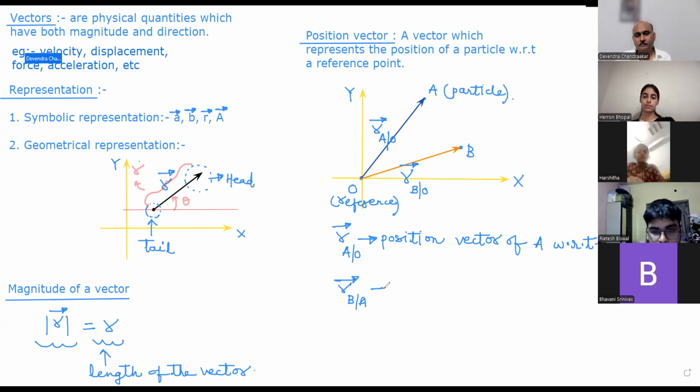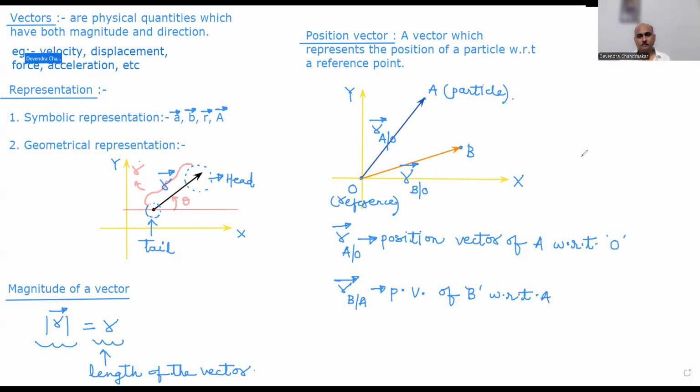Sir, how do we draw this vector? Acha, first of all tell me what is this vector, how do we elaborate this vector? It is representing the position vector of B with respect to A. Very good. B with respect to A. So how do we draw this vector, Ritesh? The tail will be at point B, the head will be at point A. Very good.